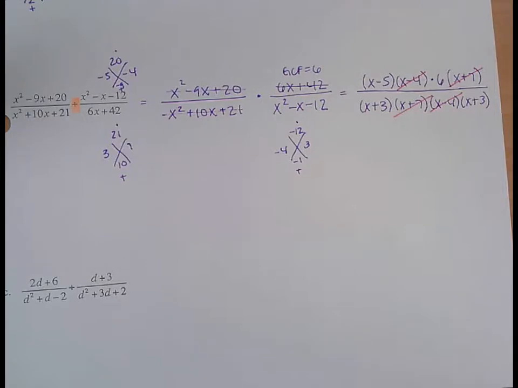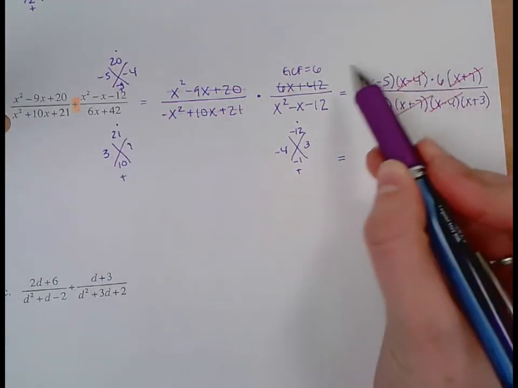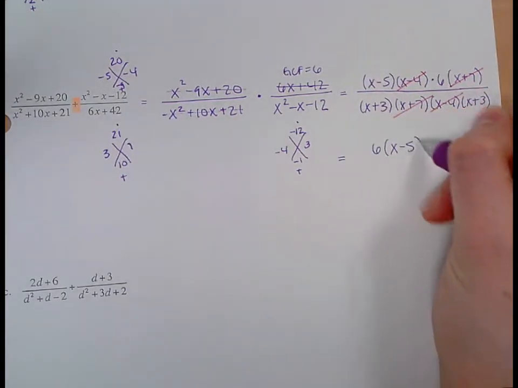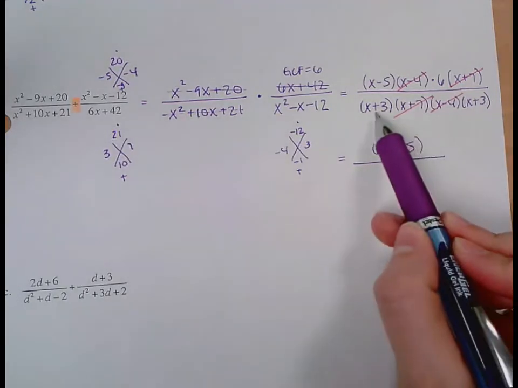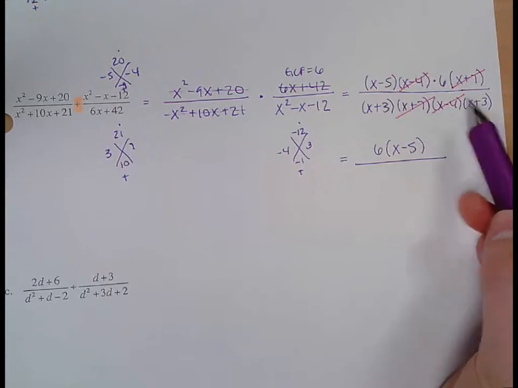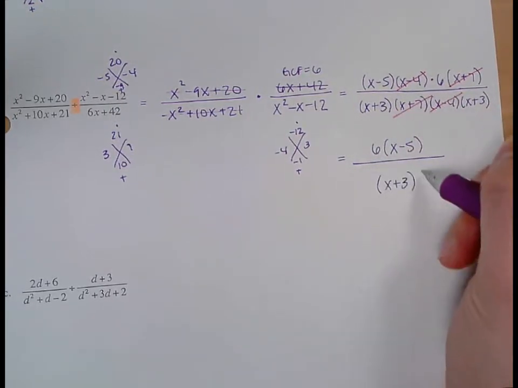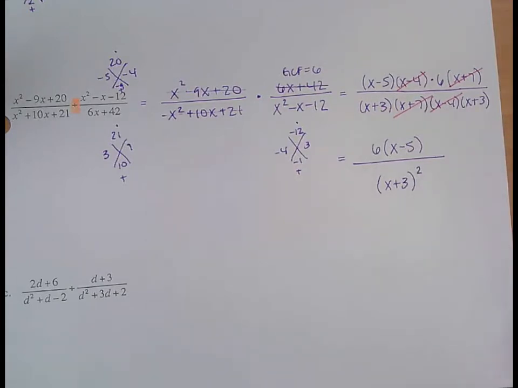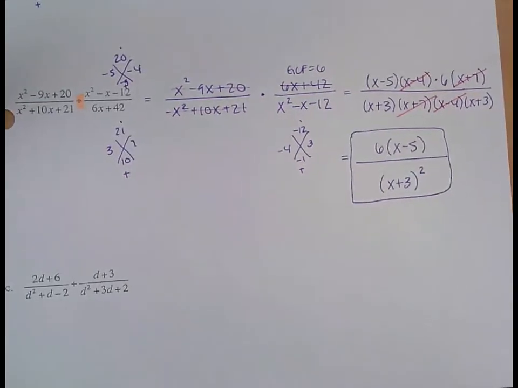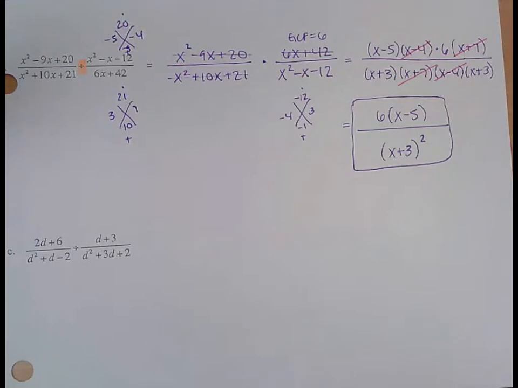And that is it. So then on the top, I'm just going to write this 6 in front of the x minus 5. So on top, I have 6 times x minus 5. Over on the bottom, I can leave this as x plus 3 times x plus 3, or because they're both the same, you could write it as x plus 3 quantity squared. It doesn't matter to me. Either way is fine. I'm just showing maybe the less obvious way to write it. You could write it that way.